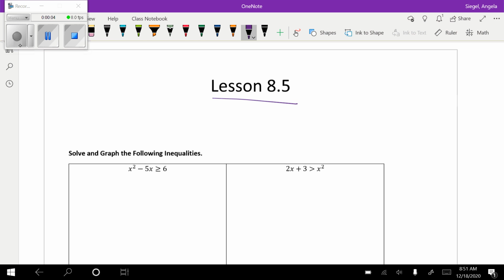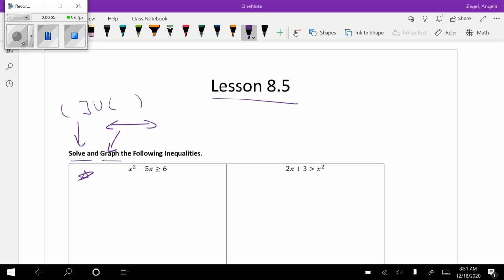This is our last lesson in this unit, and we are going to talk about different types of inequalities, just like weird things that are going on. So the first one I want to look at is this, and we are going to solve and graph it. When I say graph, that's going to be on a number line. When I say solve, that's going to be like the interval notation. So just keep those two things in mind when we go through this.